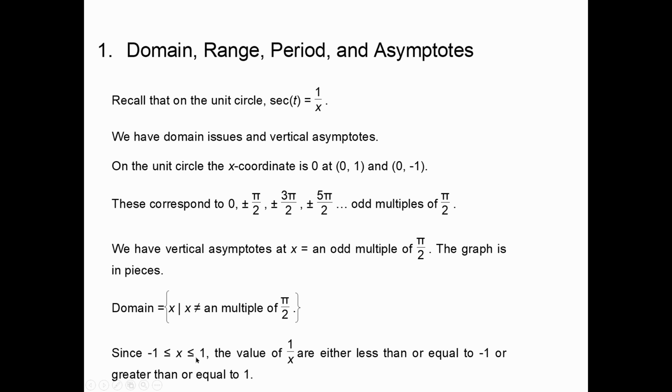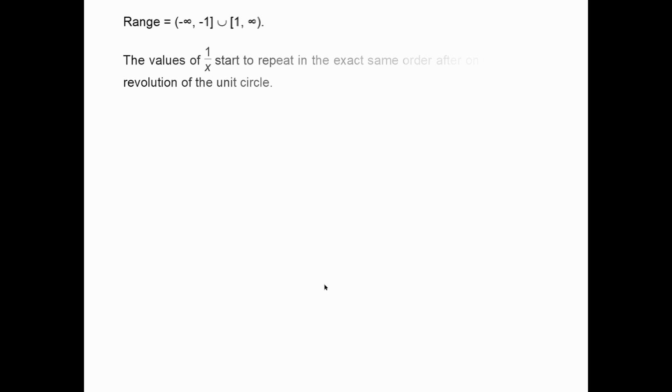And since x is between minus 1 and 1, if I take 1 over x, it gets flipped, just like the 1 over y did. So there's your range. Okay, they start to repeat after one complete revolution. The period is 2 pi.